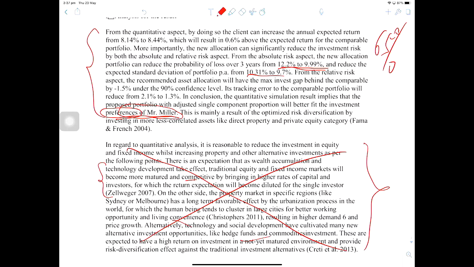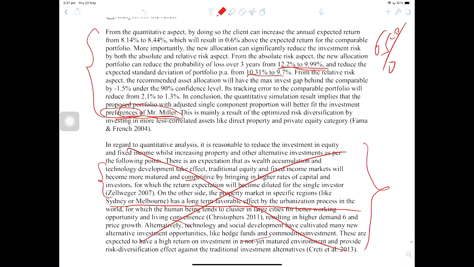And also, I think it mentioned the property market. These are sentences that you copy from other published work. I don't care as a client. I want asset allocation advice that helps me to address my concerns. So none of these are actually relevant.